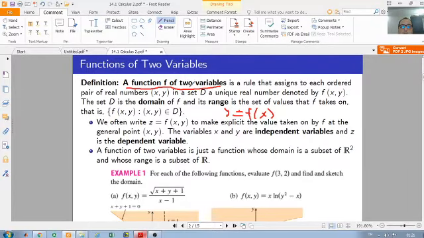So a function of two variables is a rule that assigns to each ordered pair of real numbers x, y in a set D, which is a subset of R squared, since we have an ordered pair (x, y) instead of x, a unique real number denoted by f of x, y. The set D is called the domain of f, and its range is the set of values that f takes on, that is the set given here.